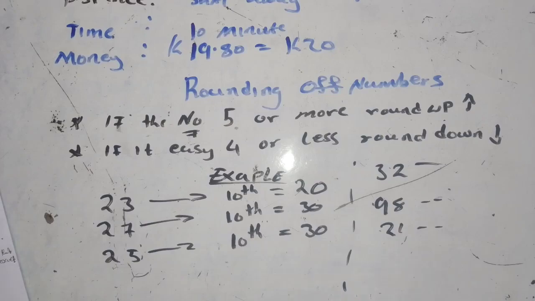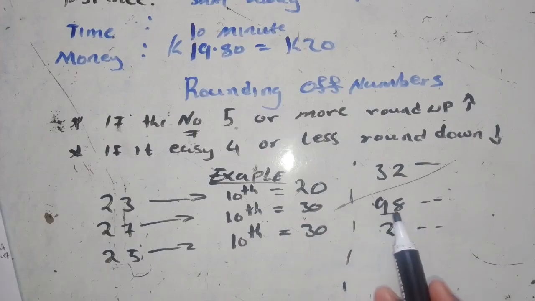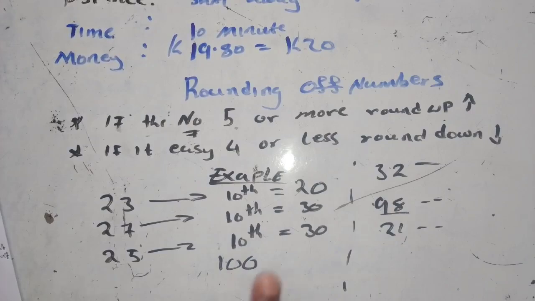So this is how you round off your answers. On this 98, it can be rounded off to the nearest hundreds, to the nearest 100, not 10. So if you see this 8 is greater than 5, we're going to round up. So since this is 98, it's going to become 100. So make sure that you do this.